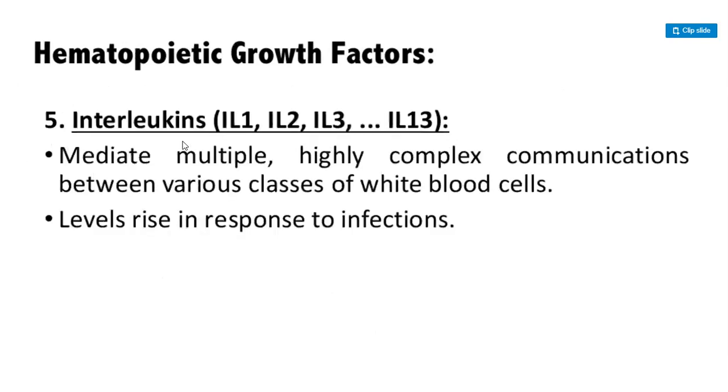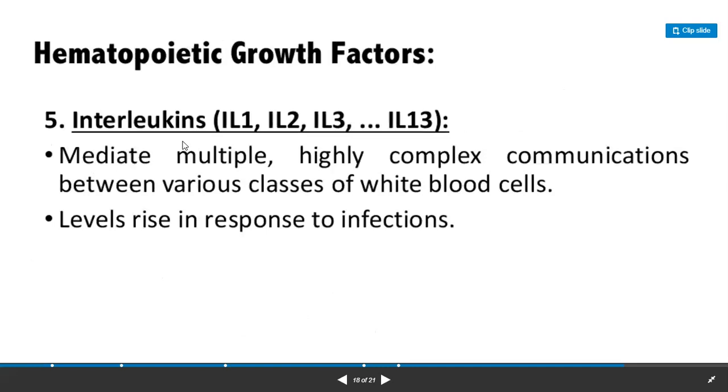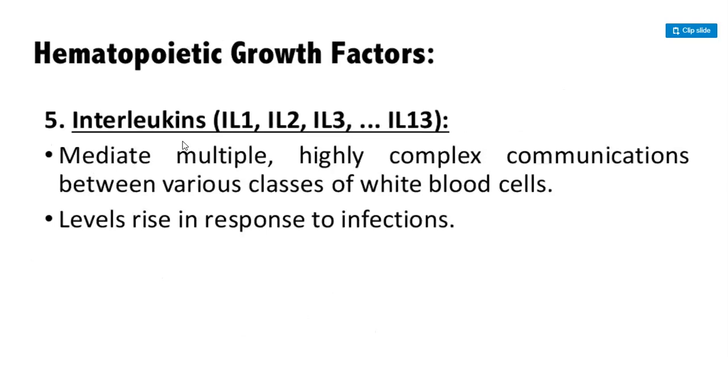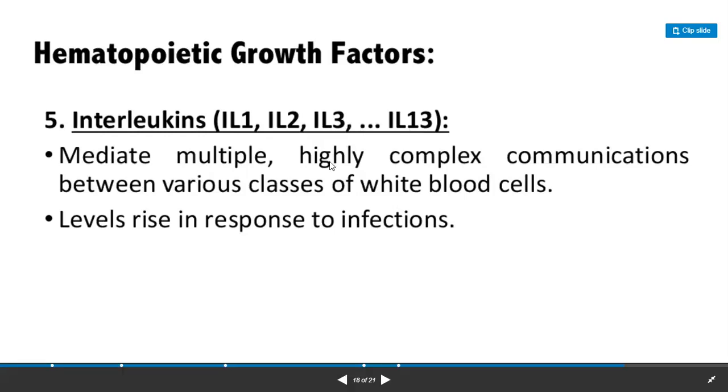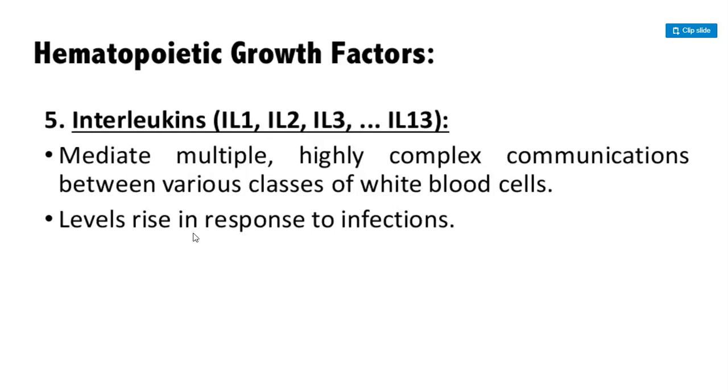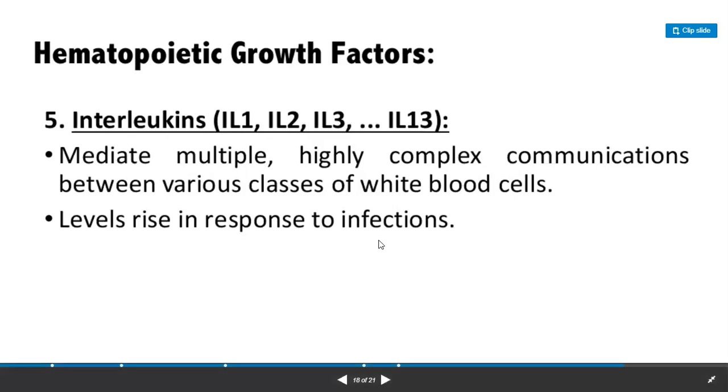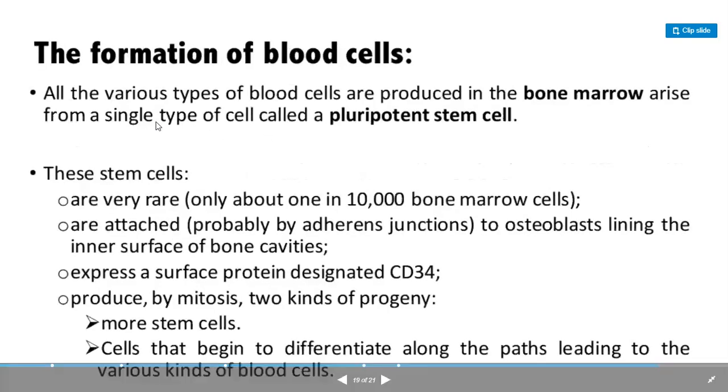And then we have what we call interleukins, which we will look at later when we start talking about inflammatory and immune reactions. We'll look more at interleukin 1, interleukin 2, interleukin 3, and all the interleukins and what each of them does in the process of immune reaction and inflammatory reaction. So they mediate multiple highly complex communications between various classes of white blood cells, and their level increases when there is a response to infections also.